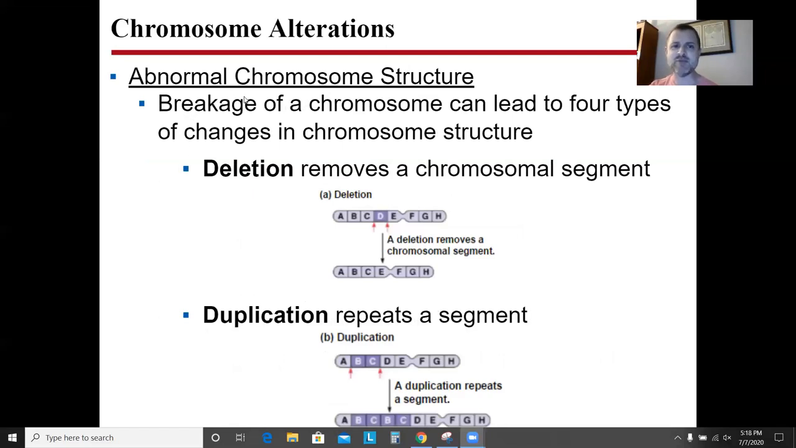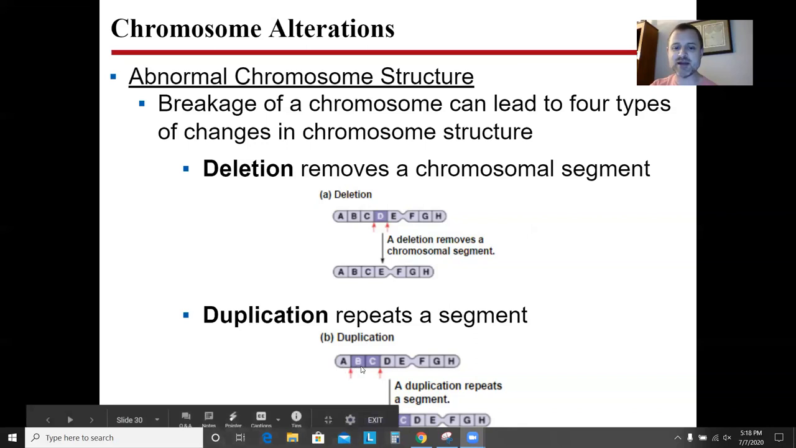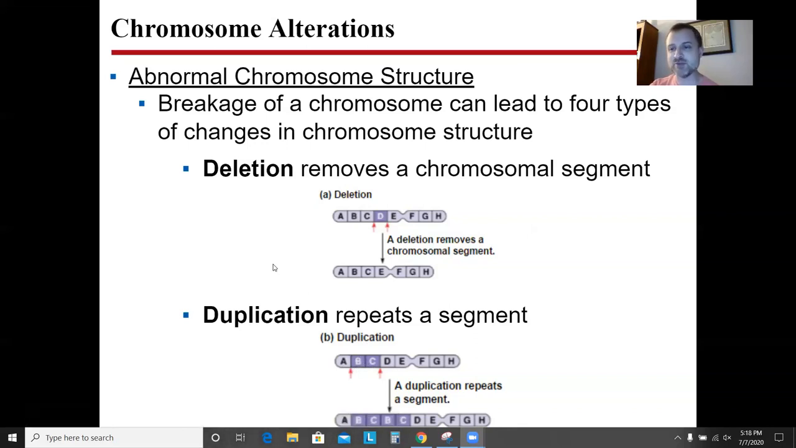So, abnormal chromosome structure. A deletion is when you delete a piece of a chromosome. So here I deleted gene D. All right. A duplication is when I duplicate a segment. So here I duplicated BC. That bar really gets on my nerves. That's a duplication, right? Hopefully this is super easy.